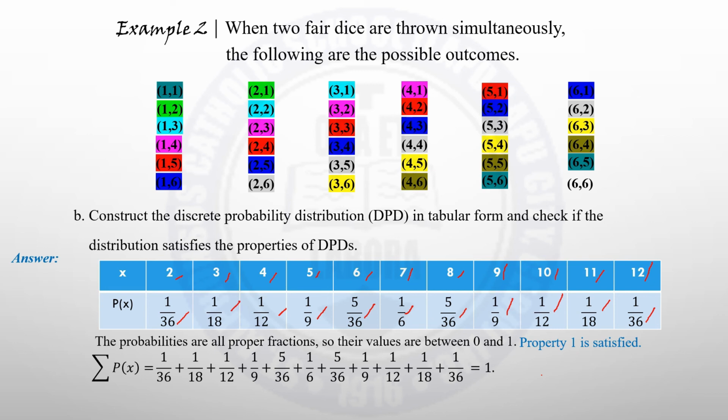Next, the summation of P of x, or the probabilities of the random variables, are 1 over 36 plus 1 over 18 plus 1 over 12 plus 1 over 9 plus 5 over 36 plus 1 over 6 plus 5 over 36 plus 1 over 9 plus 1 over 12 plus 1 over 18 plus 1 over 36 is equal to 1. So the second property is satisfied. Therefore, the distribution is a discrete probability distribution.